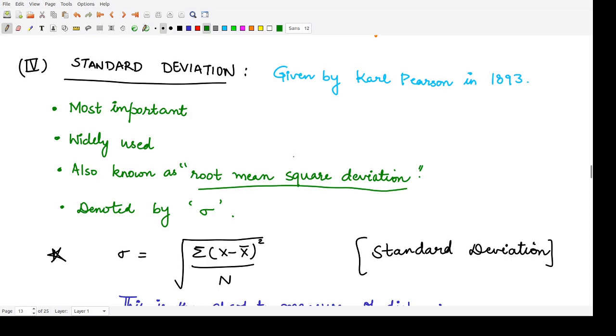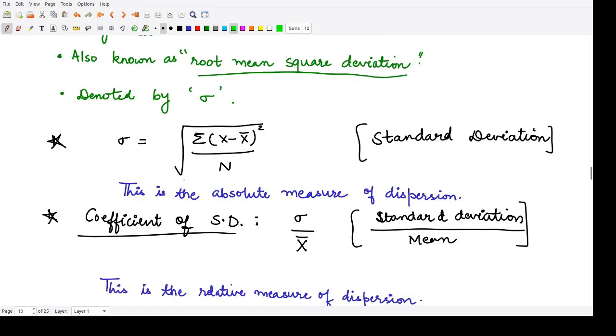So what is standard deviation? This is another measure for dispersion, right? And it was given in 1893 by Carl Pearson. This is the most important kind of dispersion method because it is widely used and it is most accurate. It is also known as root mean square deviation. Why? Because if you see its formula, it is the root of the mean of square deviations.